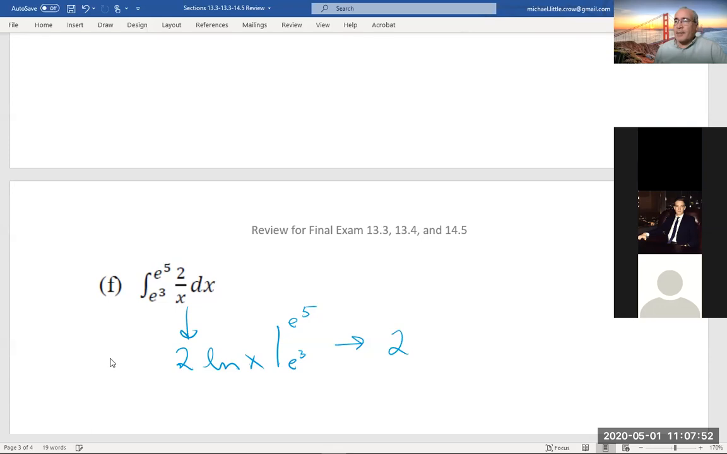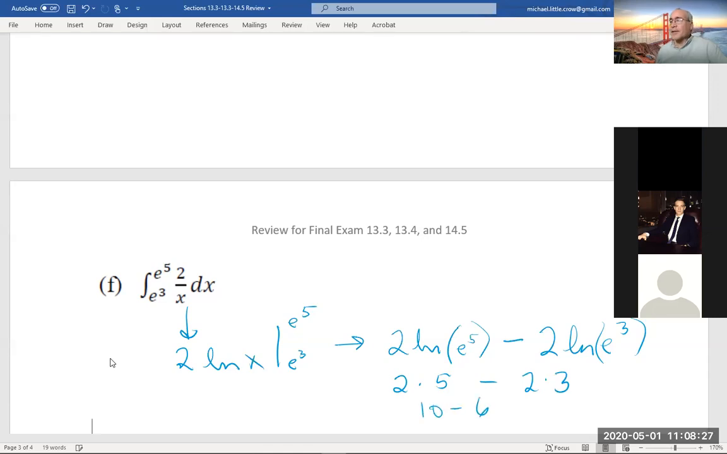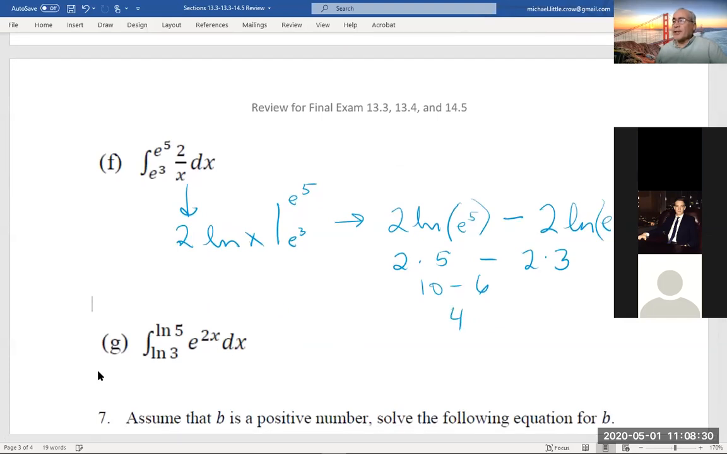So we plug in the top first and the bottom part second. And remember, when you take the natural log of e, since they're inverses, they cancel out. So this natural log of e to the 5th just becomes 5. So we get 2 times 5. Over here, we get 2 times 3. So that gives us 10 minus 6, which is just 4.